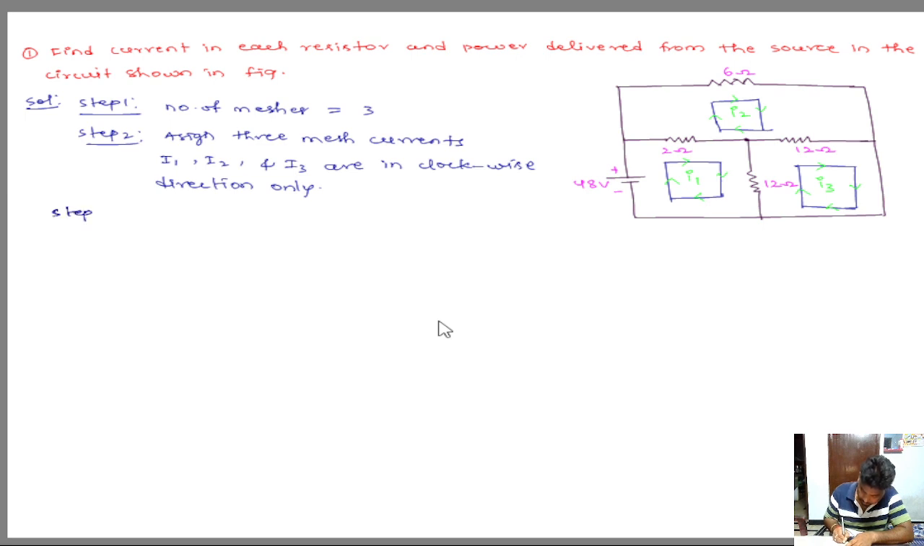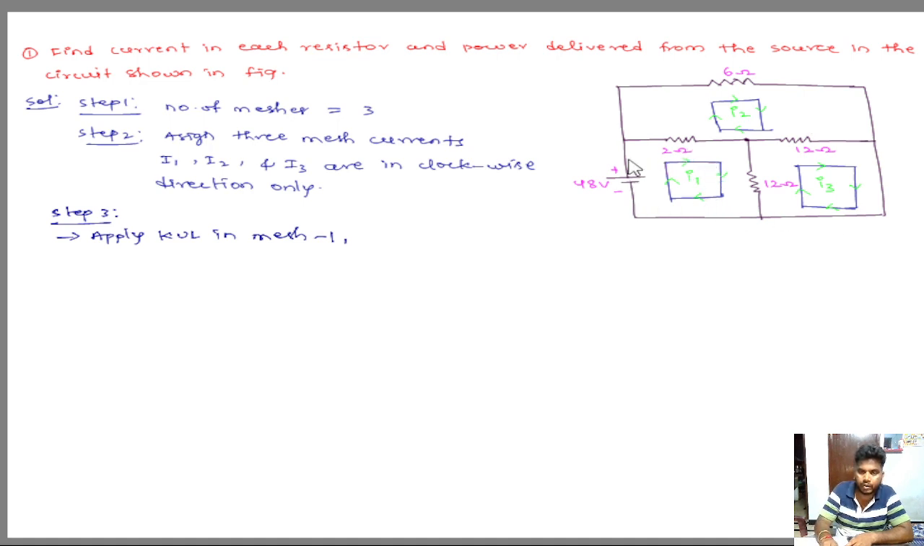Step 3. We need to apply KVL for these three meshes. First, apply KVL in mesh 1.